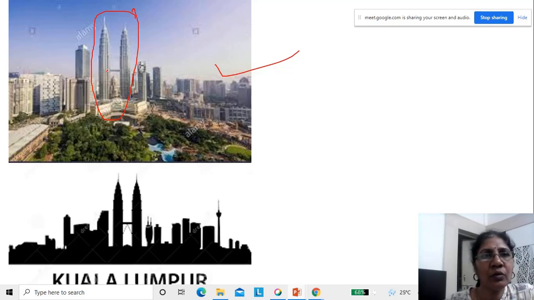And what is this over here? What is this connecting element over here called? Yes? This is a sky bridge which is connecting these 2 vertical towers over here. Very important structure in Kuala Lumpur, Malaysia, from tourism point of view. Okay?